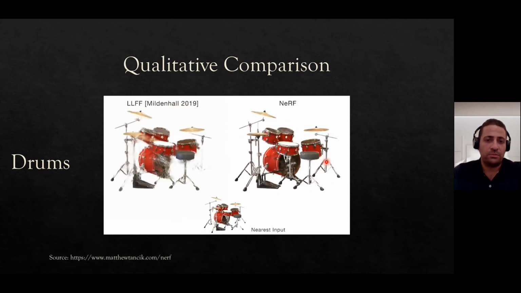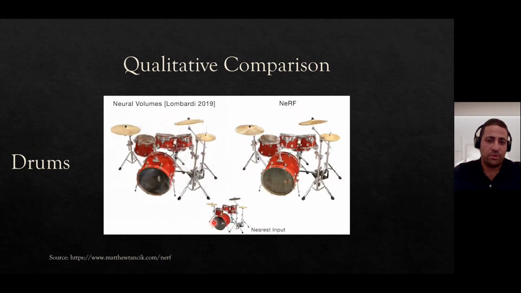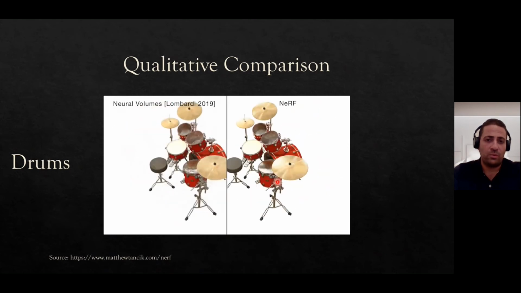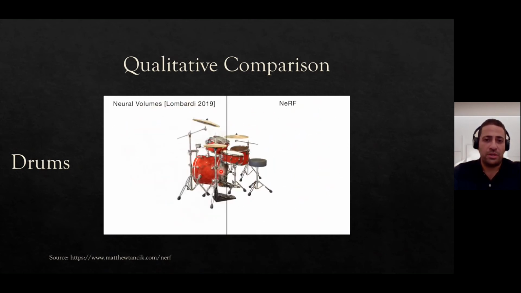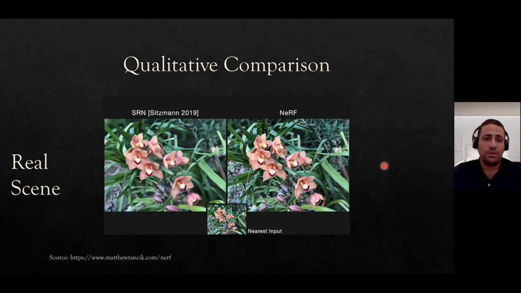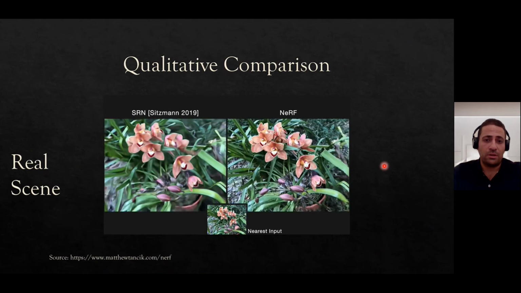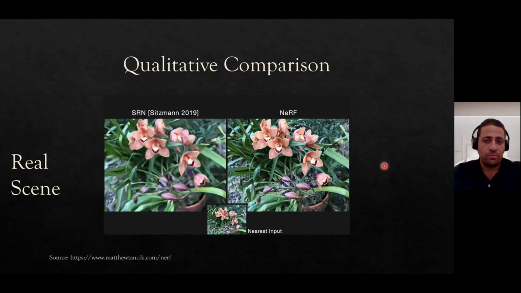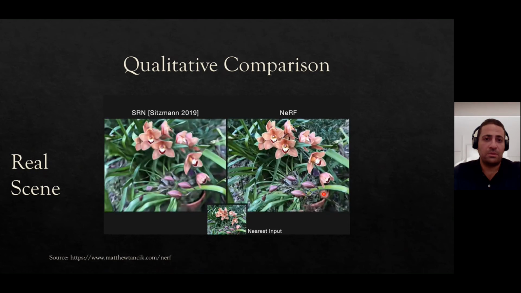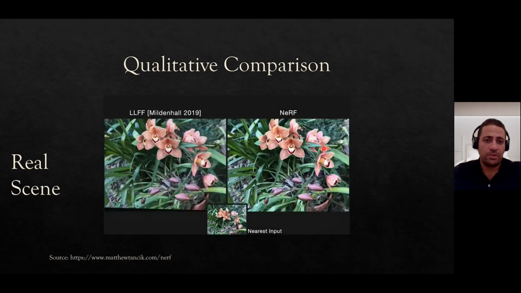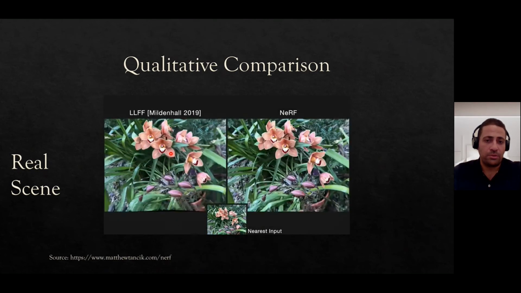This is also a comparison. And here is the nearest input image to what is being shown here. So we see again how the NeRF model captures very small details in the image that other methods don't capture. And here, these are the real scenes, the ones in the local light field fusion paper. We see how NeRF gives a good representation compared to other methods.